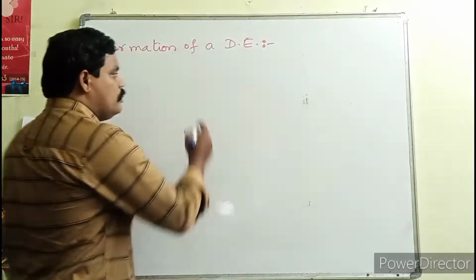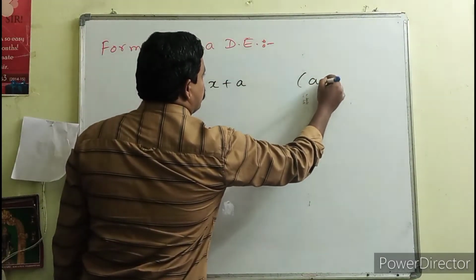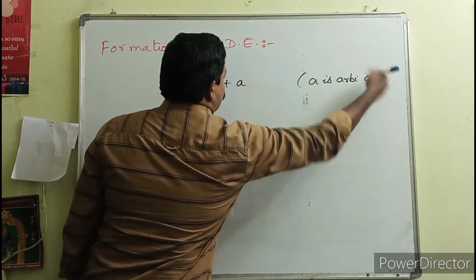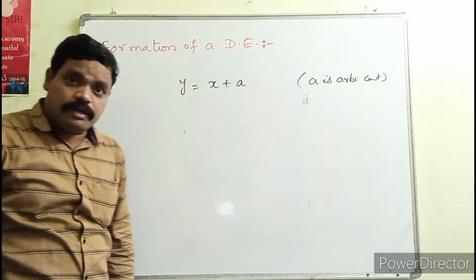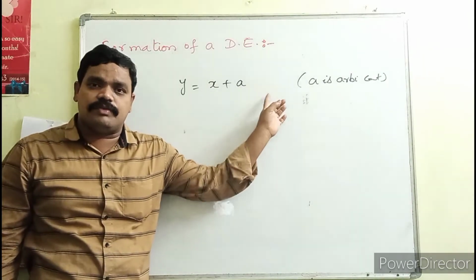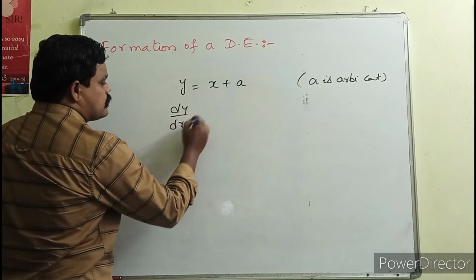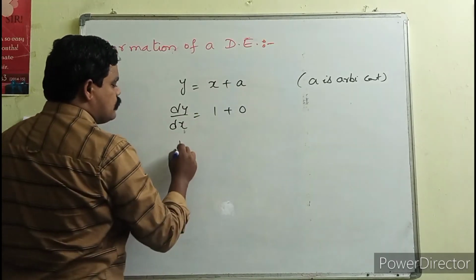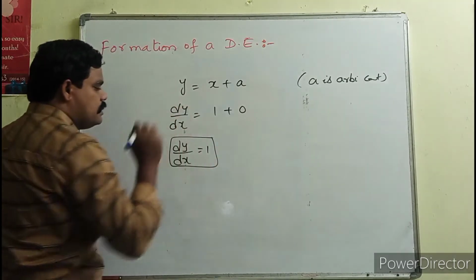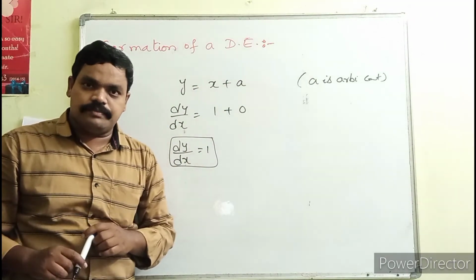Okay, assume an example: y equal to x plus a, where a is an arbitrary constant. Here there is only one arbitrary constant, that is a. So one arbitrary constant means we differentiate the equation only one time. So dy by dx: derivative of x is 1, plus derivative of a is 0, that is dy by dx equal to 1. This is the differential equation of y equal to x plus a.